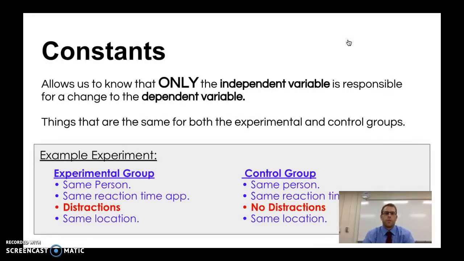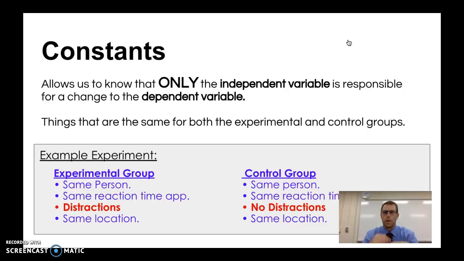All right. So another thing that we need in an experiment is constants. So constants are extremely, extremely important, and they allow us to know that it's only the independent variable that is responsible for changing our dependent variable, if that is the case.